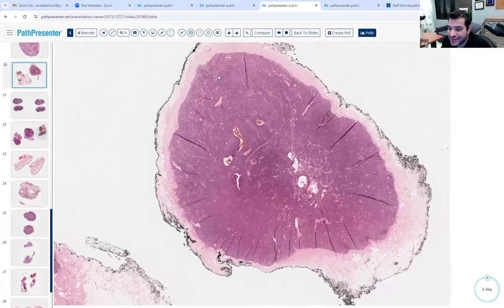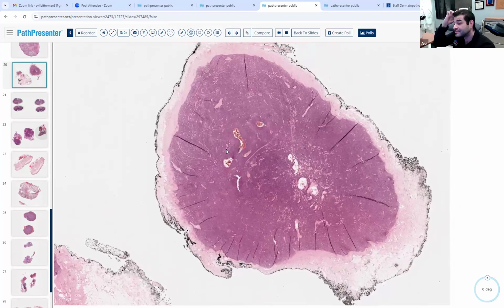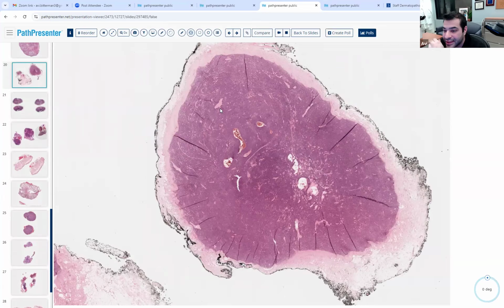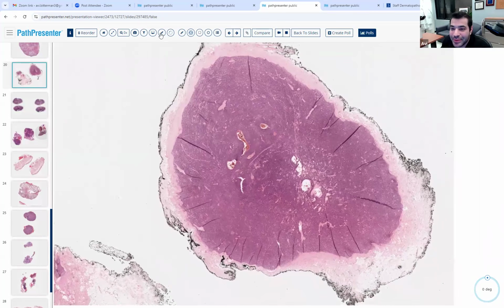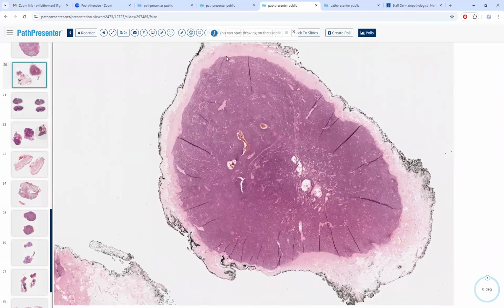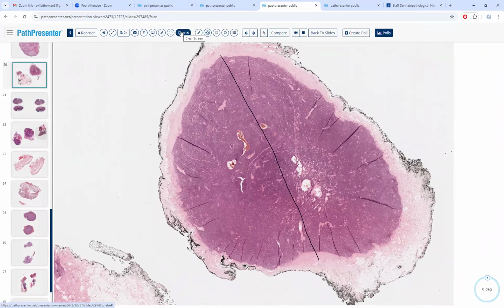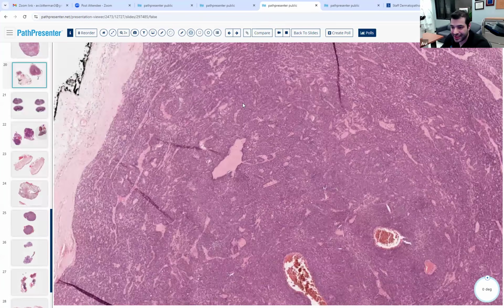What do we think about this? It's large. Yeah, big blue tumor. Circumscription? Well circumscribed. Are there areas of necrosis? There might be. We'll check. Symmetry? Fairly symmetrical.